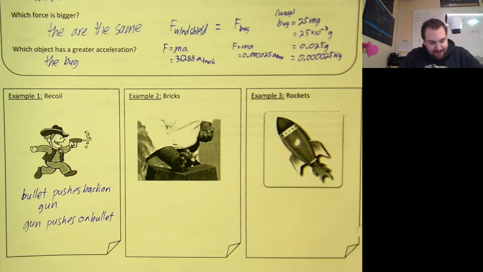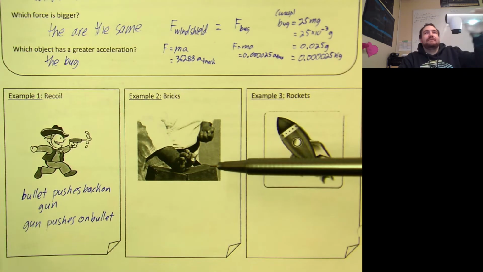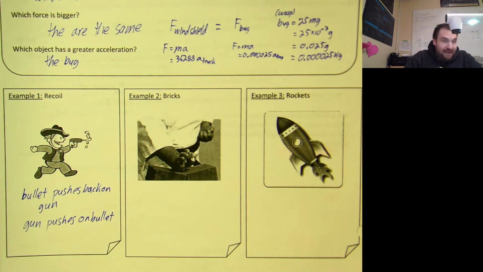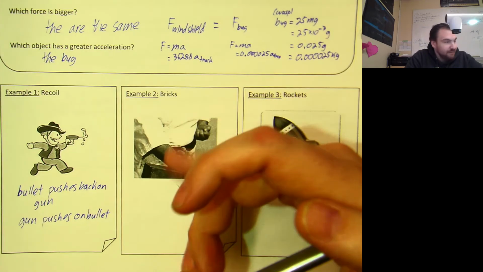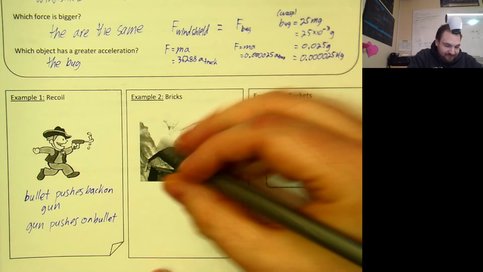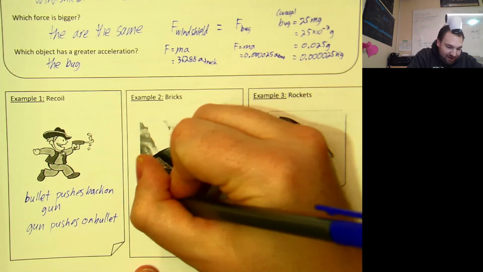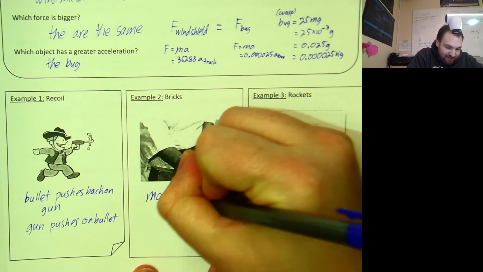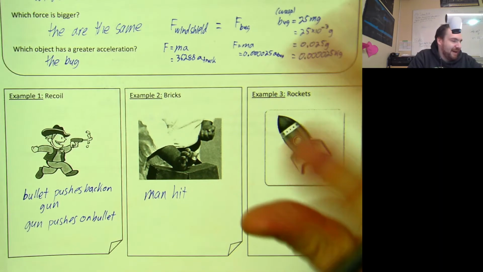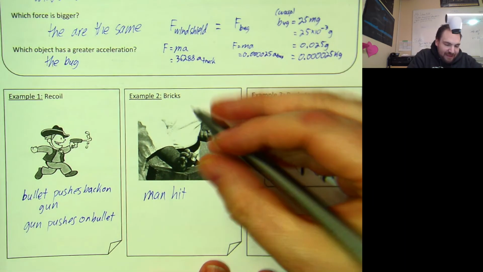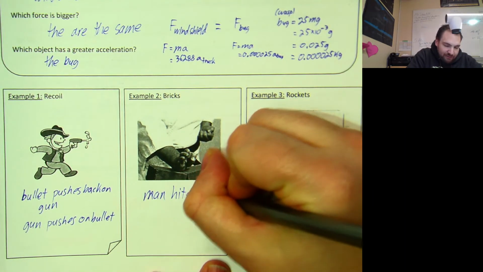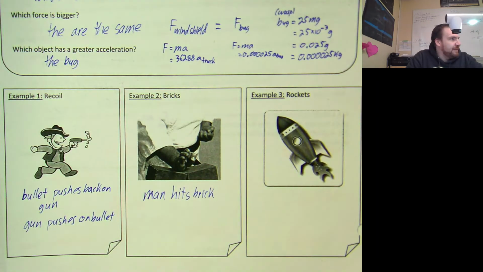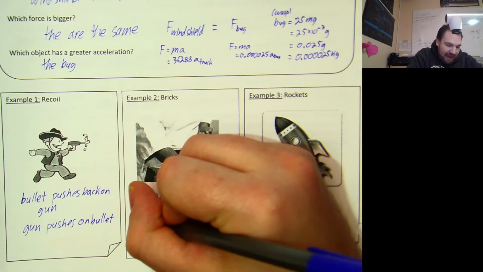Bricks. Buddy smashing bricks. What's the force pair? Real easy. Upright force equals the normal force. Oh, no, even simpler. We're not doing any math here. Just what's the pair? The man hits brick. What we often don't think about, though, is that the opposite is also true. The brick hits back.